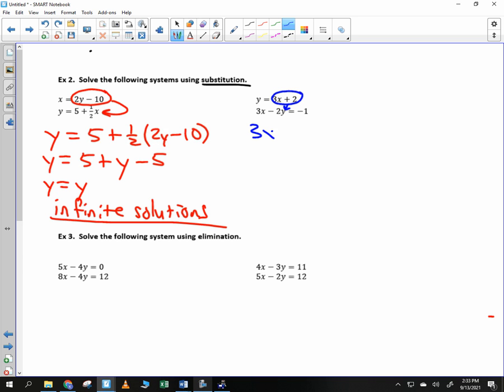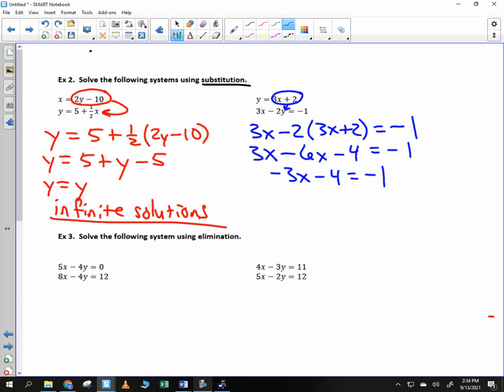So 3x minus 2 times 3x plus 2 is equal to -1. So I put that in place of the y. Distribute my -2. I have 3x minus 6x minus 4 equals -1. Looks like I could combine my 3x and -6x to get -3x. And I add the 4.